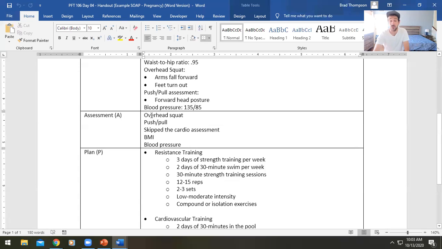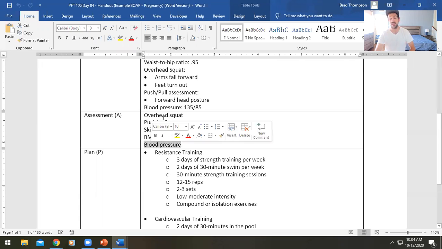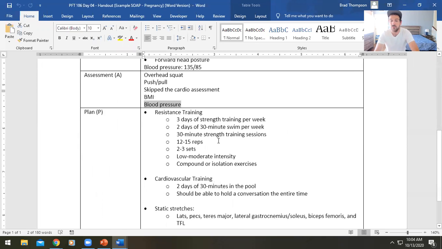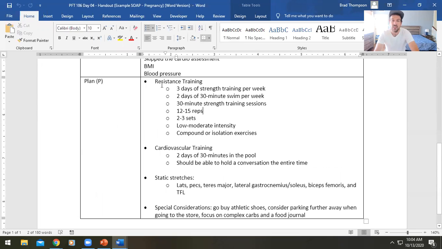Assessments that we decided to do are the overhead squat and the pushing and pulling assessment. We decided to skip the cardio assessment because both of those, the Rockport and the 3-minute step test, can be relatively high impact. And so due to the pregnancy, we're going to avoid those things. We do see an elevated BMI, right? And so we want to keep an eye on that. And blood pressure testing, because of her stressful job, is going to be important. So those are the assessments that we felt are most relevant to this client.